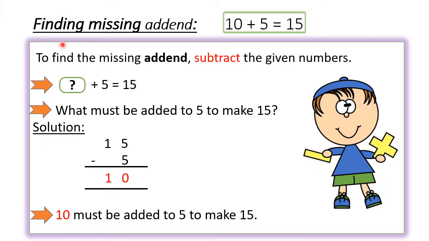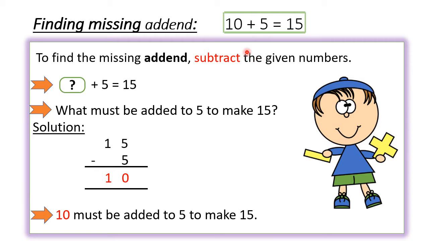Now students, first we learn how to find the missing addend when the sum is given. Okay, before starting, remember one thing, that to find the missing addend, subtract the given numbers. It means whenever we have to find the missing addend, we will subtract the given numbers.